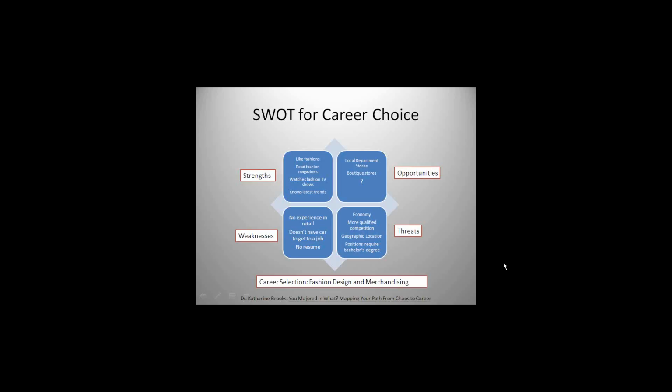Their geographic location might be a threat. They might be living in a small town or in a community that just doesn't really have a lot of retail options. And then also the positions that they are most interested in might require a bachelor's degree, and they're not quite there yet. So now what you have is an opportunity for a really good conversation about how they see themselves breaking into retail.